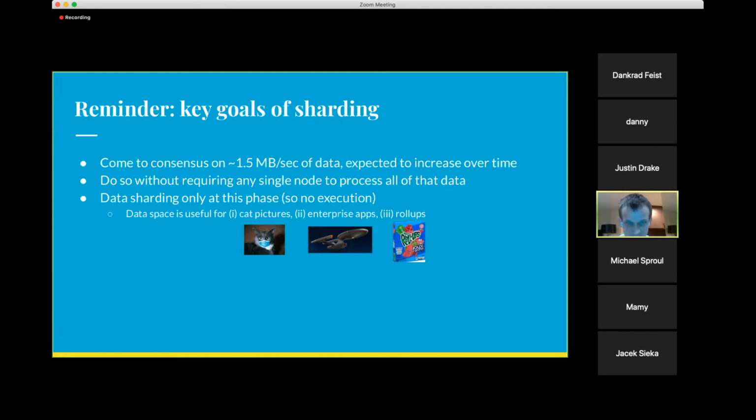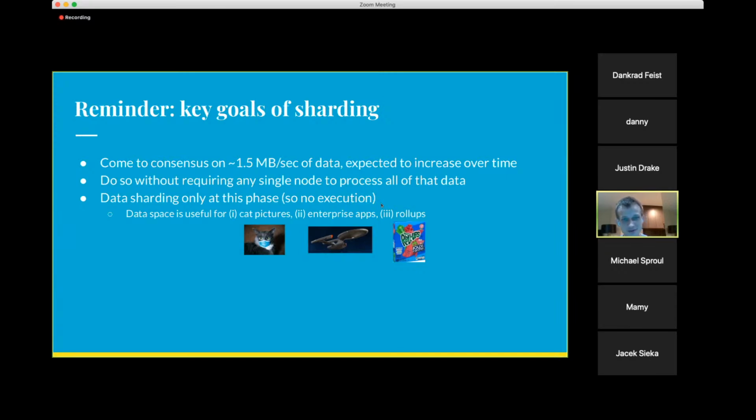So one important nuance is that at layer 1, we're doing data sharding only. Which basically means that the sharding is only coming to consensus on blobs of data, and on the fact that blobs of data, specifically about 1.5 megabytes per second worth of blobs of data, is available. And it's not doing any kind of execution of transactions inside of shards directly.